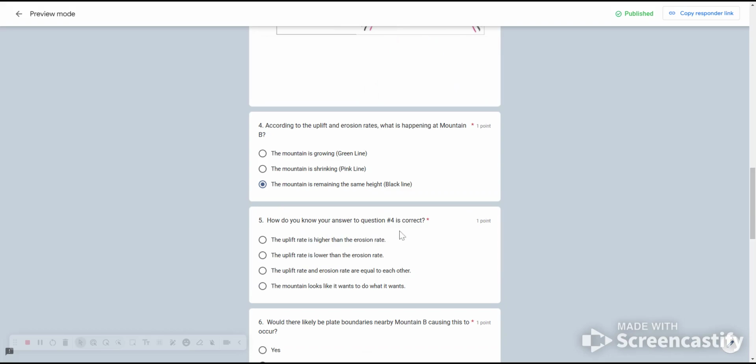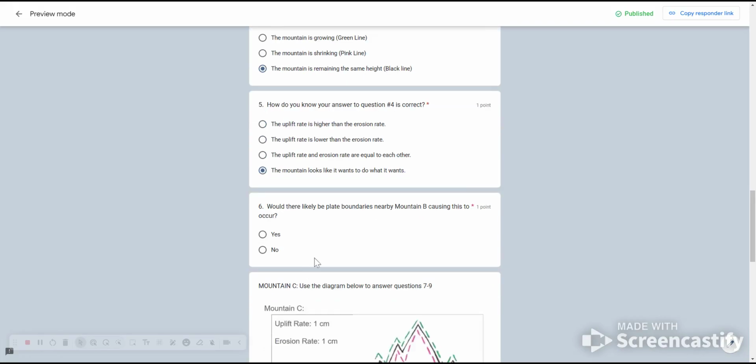How do you know your answer to number 4 is correct? The uplift rate is higher than the erosion rate. The uplift rate is lower than the erosion rate. The uplift rate and erosion rate are equal to each other. Or lastly, the mountain looks like it wants to do what it wants. 6, are there likely to be plate boundaries causing this to occur at Mountain B?